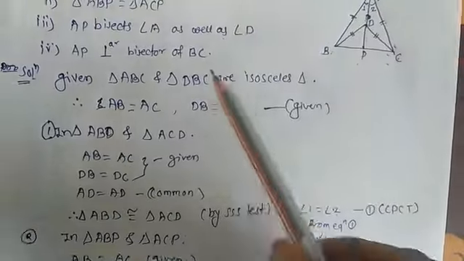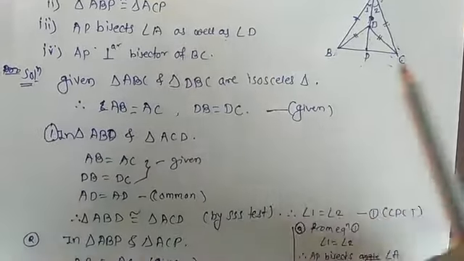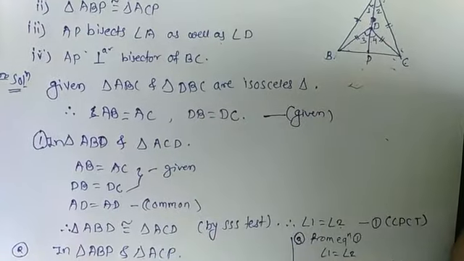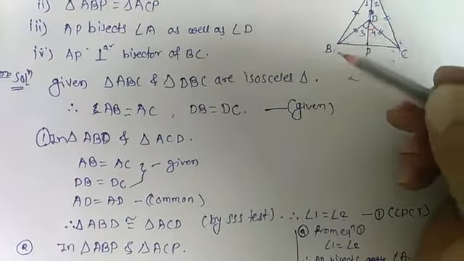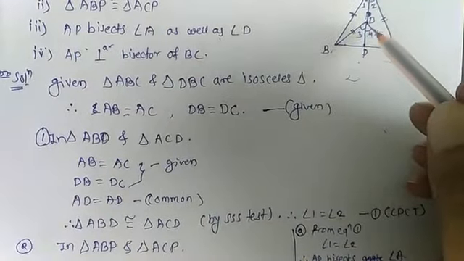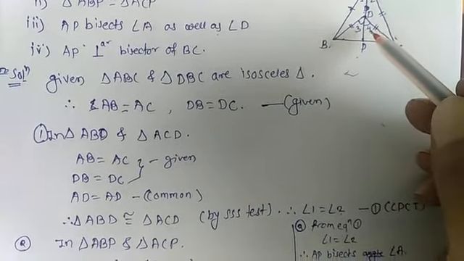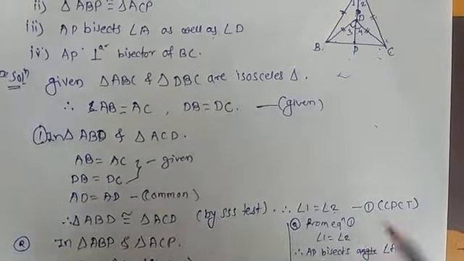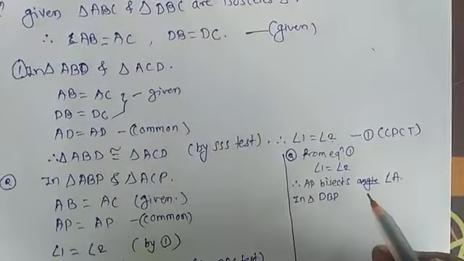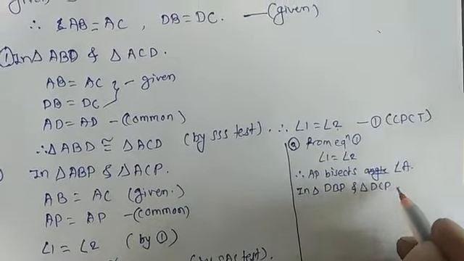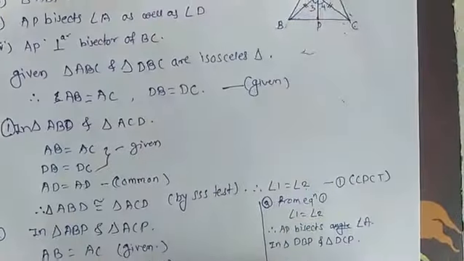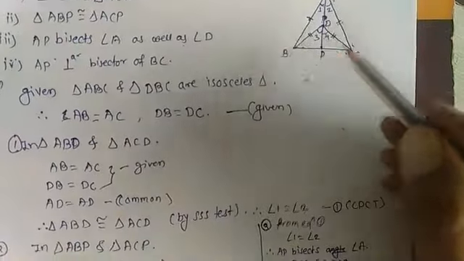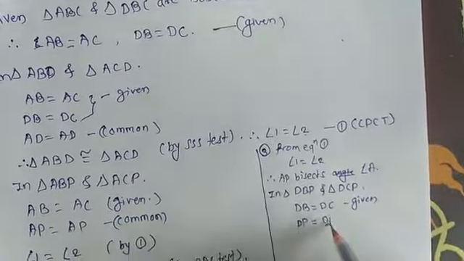Now to prove the second part, we have to prove that AP bisects angle D. That means if you consider this angle 3 and angle 4, we have to prove angle 3 is equal to angle 4. For this we consider two triangles: triangle DBP and triangle DCP. DB is equal to DC, it is given. Next, DP is equal to DP, it is a common part.